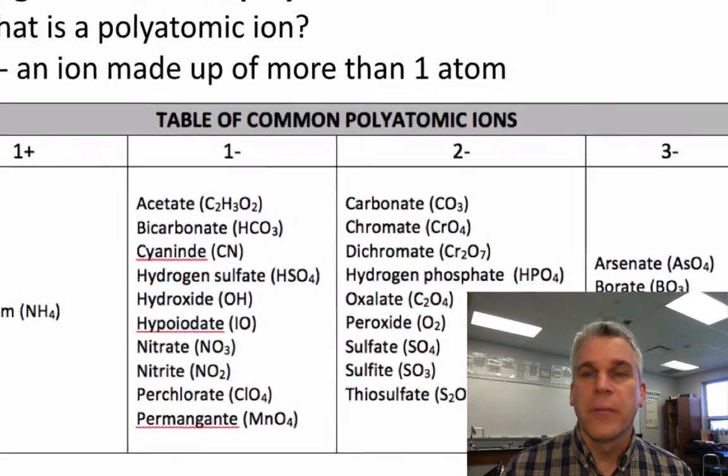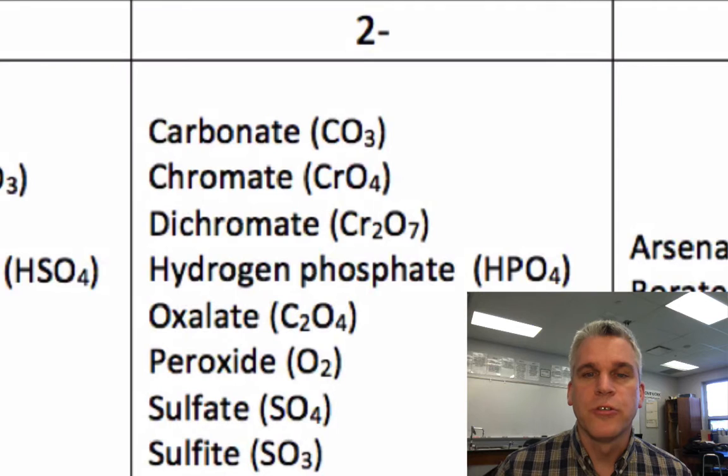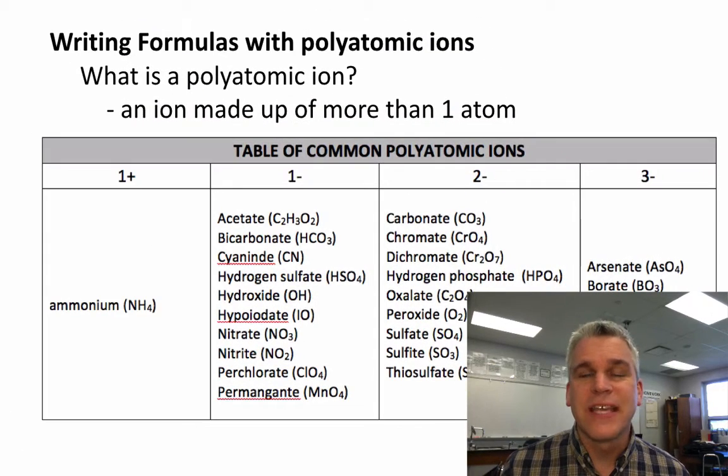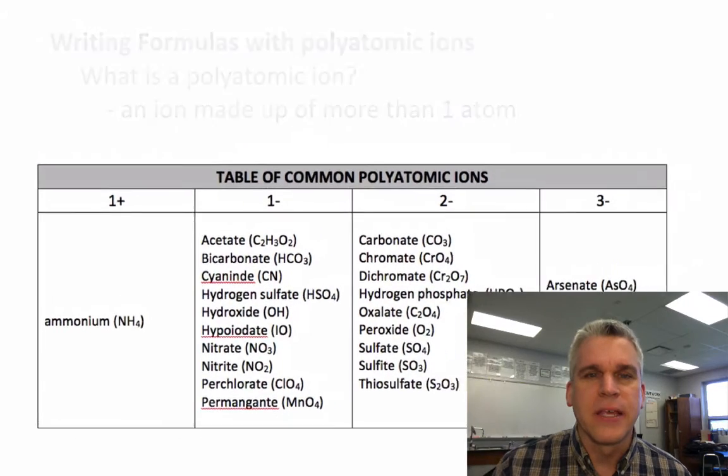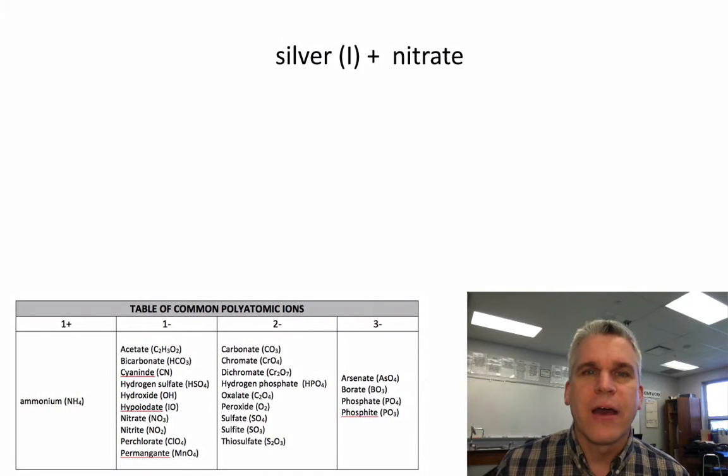So for instance, carbonate under the oxidation number 2 negative is always going to be CO3. It's 1 carbon and 3 oxygens. Essentially, writing these formulas is the same way that we've written the formulas already. It's just that we have a few more elements that we have to work with. So let's jot down a few of these.